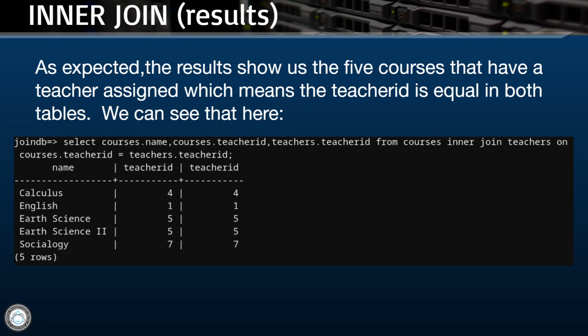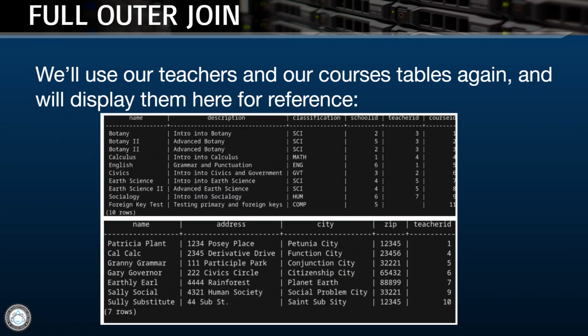And if we add the primary key and do the same query again, this time we only want to see the name. We want to see the teacher ID, which is the primary key from the courses table, and the teacher ID from the teachers table, which is the primary key from there. We can see how we got our results. Because for calculus, the teacher ID in one table had the same teacher ID in another table. And that's how we got the results for our inner join.